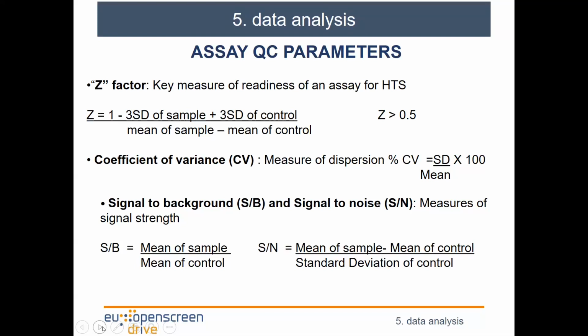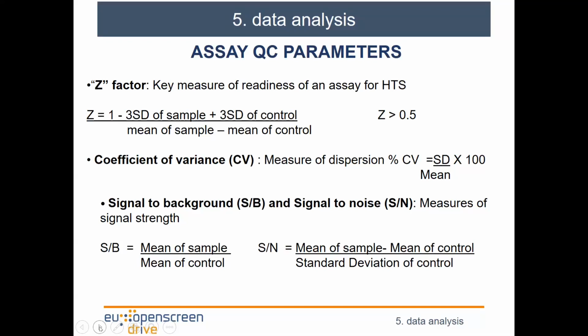Another factor is the coefficient of variation, where we measure the dispersion of our assay and of the results or the hits that we obtain in each plate and in each campaign. These parameters should be evaluated plate per plate, intraplate, and interplate.